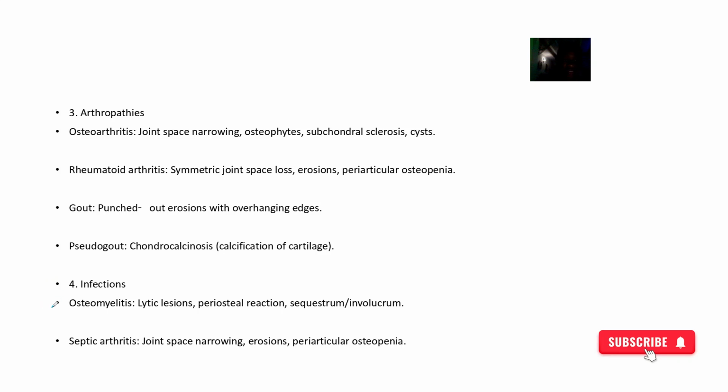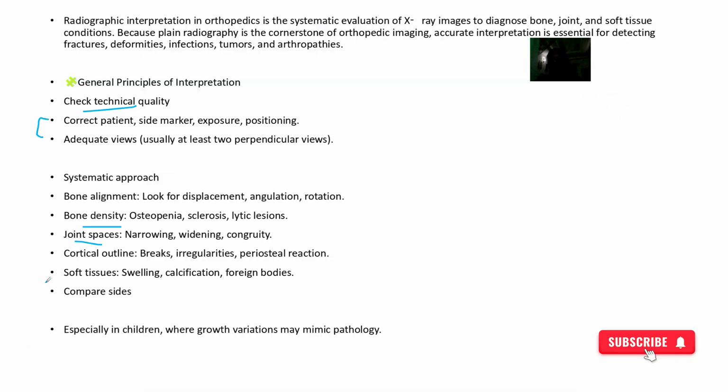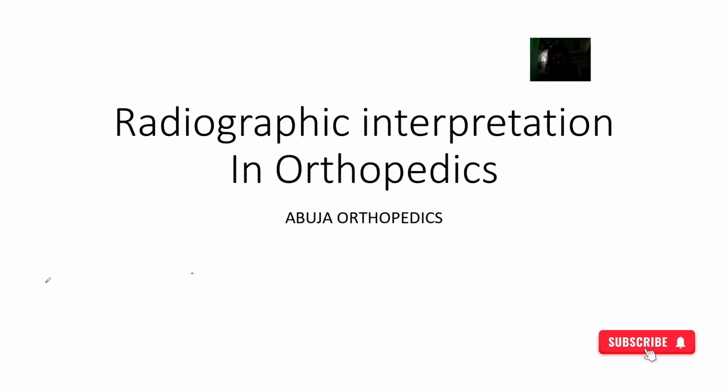We can also deal with infections like septic arthritis, where we are looking at lytic lesions, periosteal reactions, sequestrum, and involucrum. That's the dead bone inside and the new bone formed outside, and the rest of it. You can also observe tumors, whether benign or malignant. And congenital issues like congenital dysplasia of the hip, scoliosis, and also rickets. All of them, you can always try to look at on the radiographs. That's basically imaging.